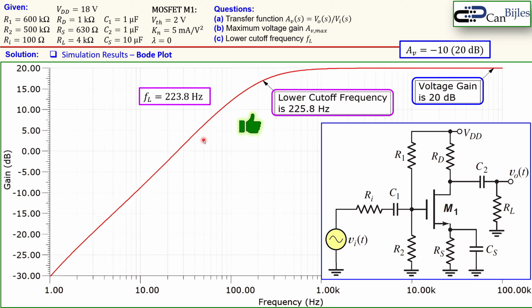All right, it was our example considering the frequency response of the MOSFET amplifier having 3 capacitors. So 2 coupling and 1 bypass capacitor. And we have worked out the frequency analysis in the small signal model and also done the DC analysis to calculate the necessary calculations for our maximum voltage gain and the lower cutoff frequency.